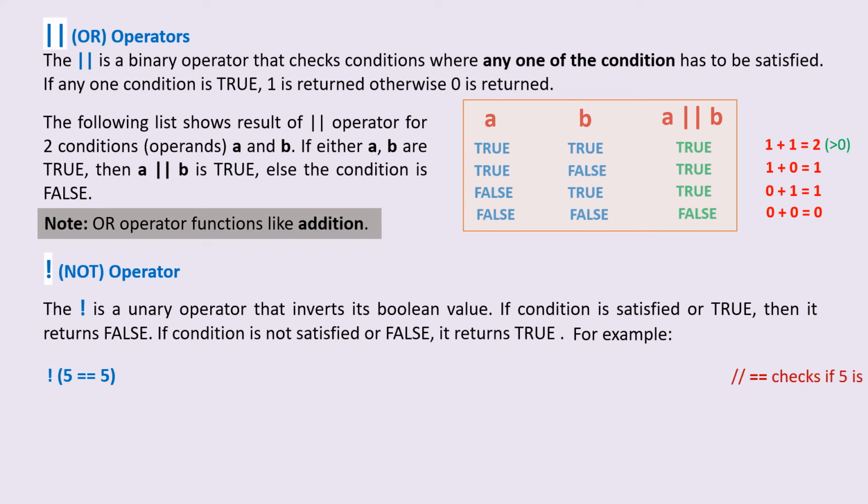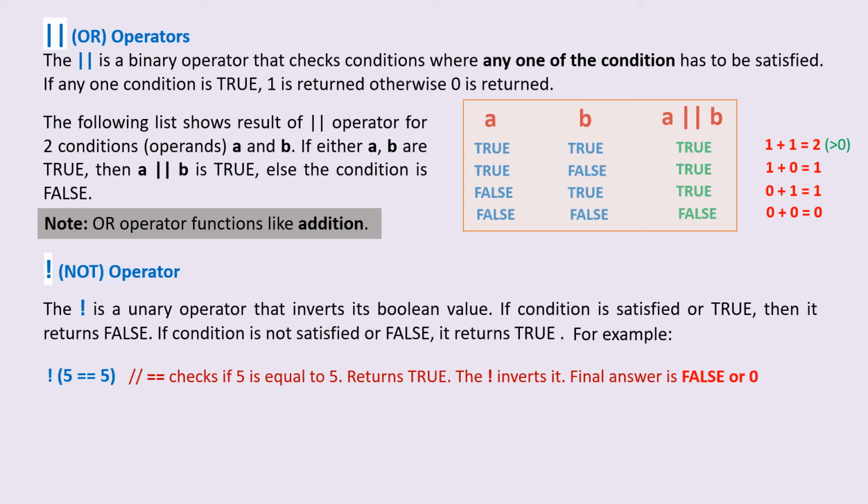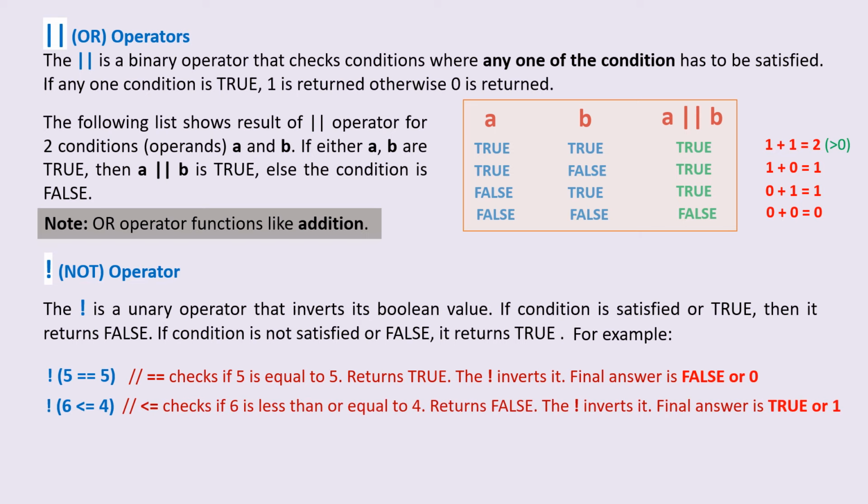NOT 5 equals equals 5. Here, it's checked if 5 is equal to 5. Since yes, 5 is equal to 5, it returns true. The NOT inverts this true value. And the final answer is false, or 0. NOT 6 less than or equal to 4. Less than equals checks if 6 is less than or equal to 4. No. So it returns false. The NOT inverts it. Final answer is true, or 1.